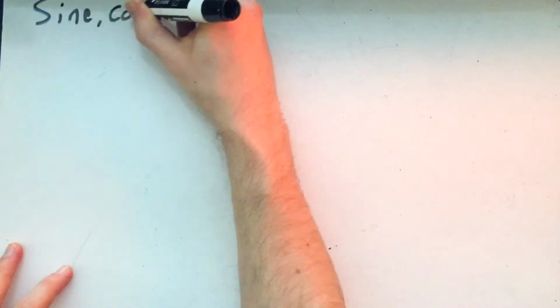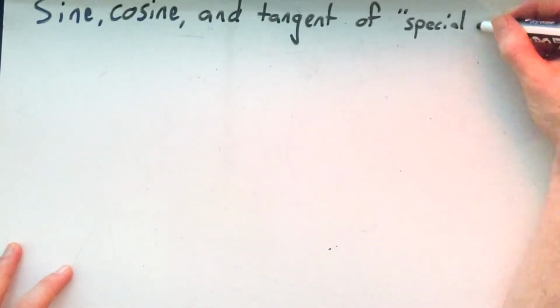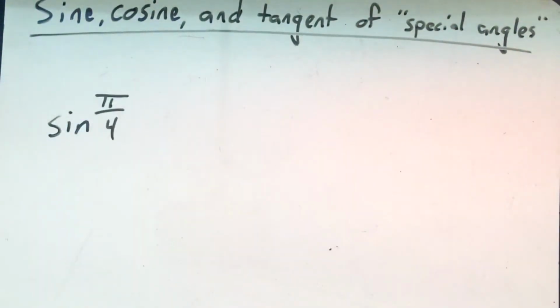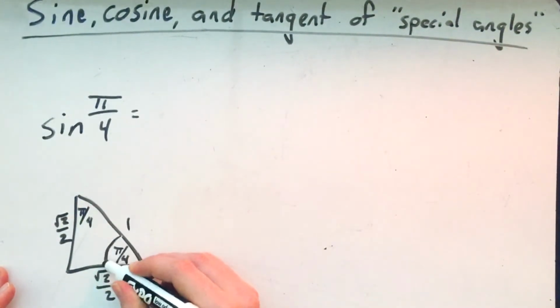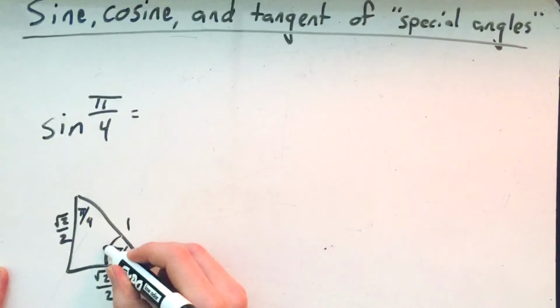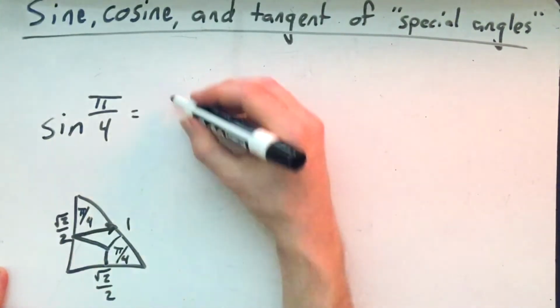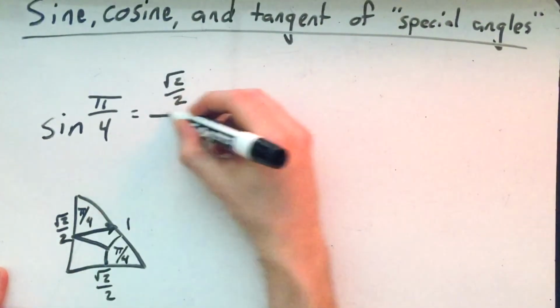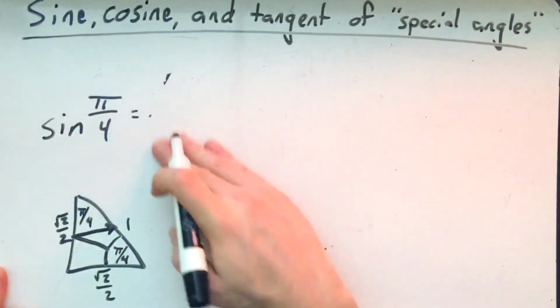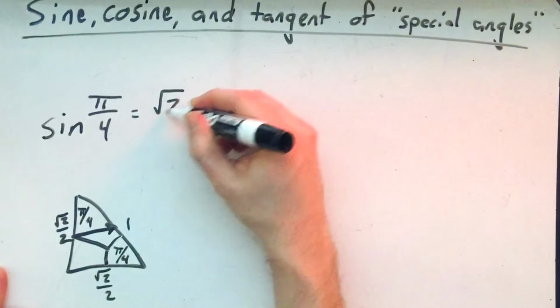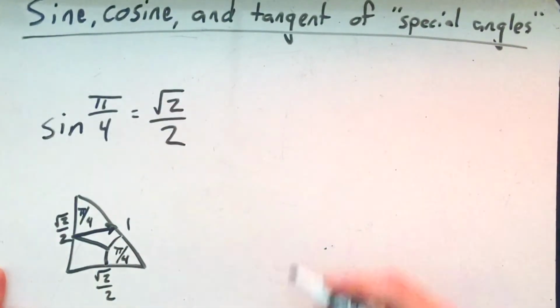All right, so now let's take a look at taking the sine, cosine, and tangent of special angles using our special triangles. So if I was asked to take the sine of pi over 4, I would draw out this triangle with one of the angles being pi over 4. So remember, this is like our 45, 45, 90 triangle, and sine is opposite over hypotenuse. So that would be square root of 2 over 2 over 1. And this is what's really nice about having the hypotenuse be 1, is because dividing by it just kind of cancels out. So we're just left with square root of 2 over 2.